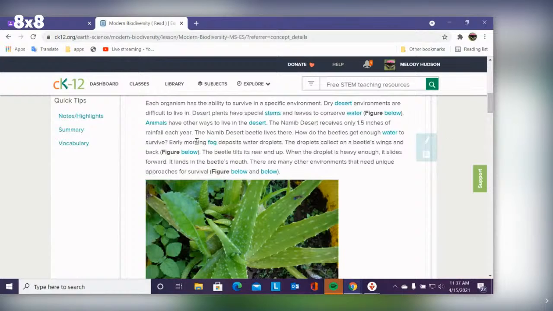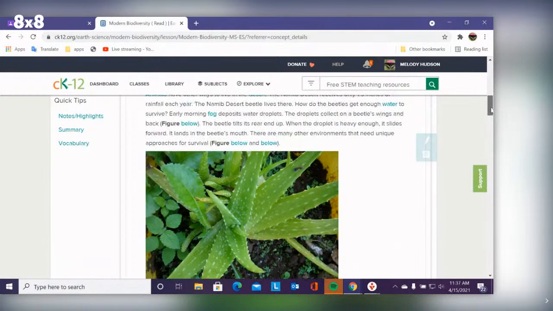Animals find other ways to live in the desert. The Namib Desert receives only 1.5 inches of water a year in rainfall. So the Namib Desert beetle lives there. And how does the beetle get enough water to survive? Well, early morning fog leaves drops of water. You've seen it when you leave out early sometimes, the drops of water on your grass or on plants. So the droplets collect on the beetle's wings and its back, and then it tilts up its rear end.